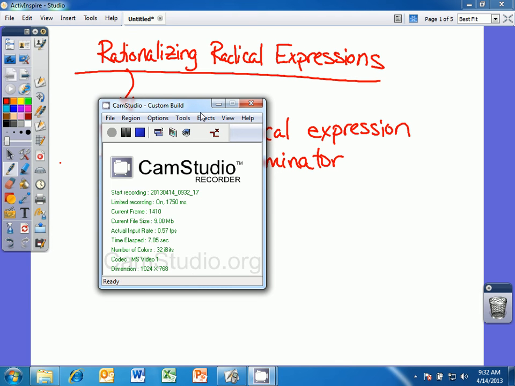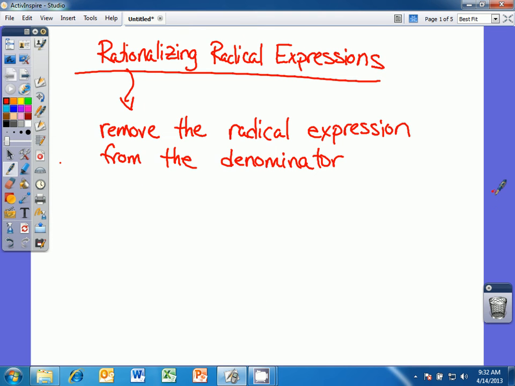We're going to take a look at rationalizing radical expressions. Rationalizing a radical expression means to remove the radical sign from the denominator. To be in simplest form, we cannot have any radical expressions in the denominator. So a simple example of that might be something like this.